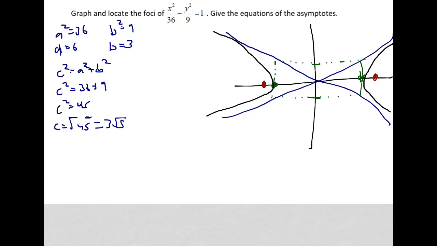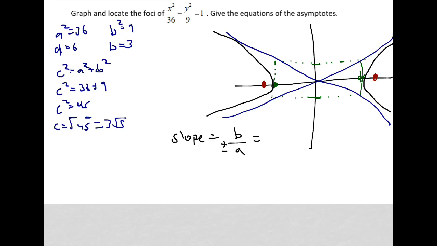But how do you get the slope of these lines? The key is the box. To go from this point to this point here, didn't we go up b units, in this case 3? And then to hit this point here, we go to the right a units, in this case 6. So the slope of each of these asymptotes is going to be b over a. This one is positive b over a, but the other line is going to be negative b over a, so we can write it as plus or minus. In this case, b was equal to 3, and a was equal to 6.